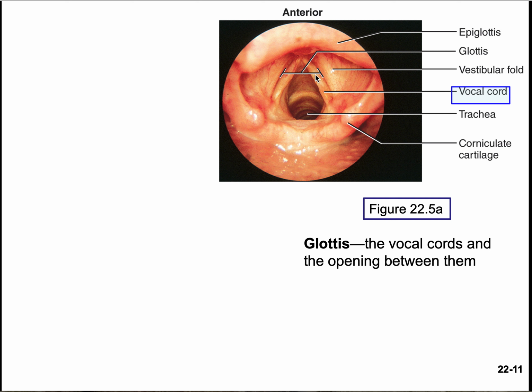The opening here is the glottis, and it includes, of course, the vocal cords, and so that collectively is called the glottis. Okay. So epiglottis, what do you think epiglottis means? That was the name of the cartilaginous flap that's going to come down and block this area. Epi means above.